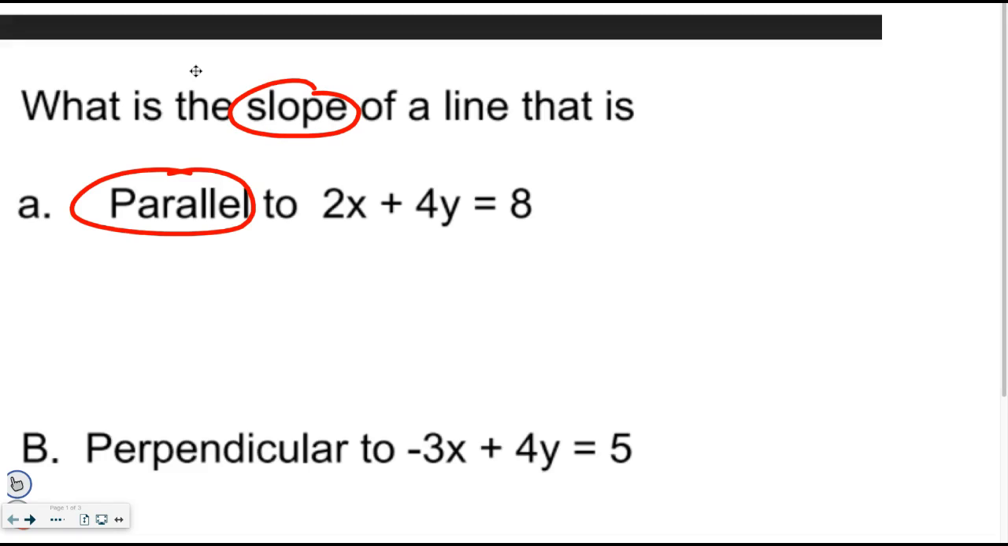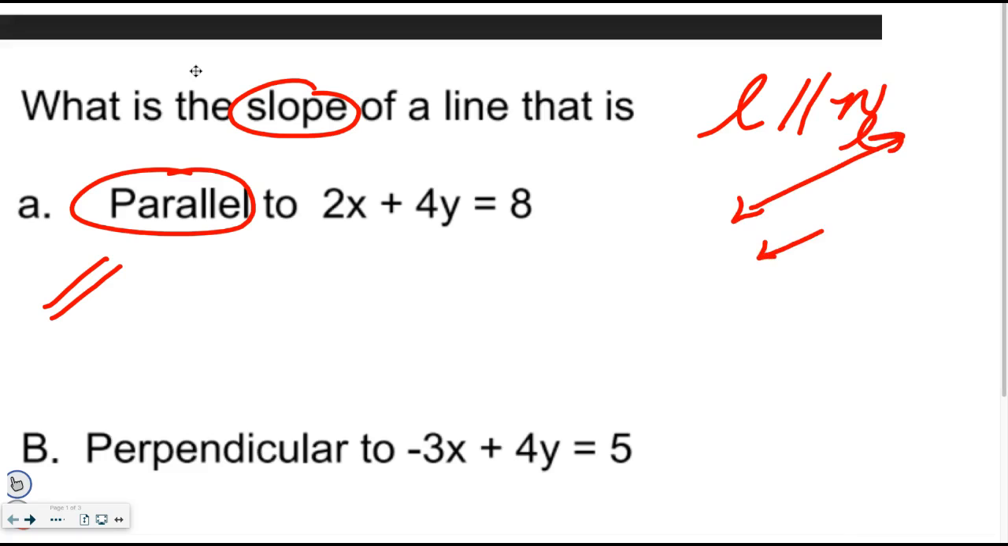When lines are parallel, the actual symbol in math for parallel lines is two lines that look like this. So when you see this symbol in geometry, they used to say L, this, and then N. It means line L is parallel to line N. And you'll notice they have the exact same steepness.